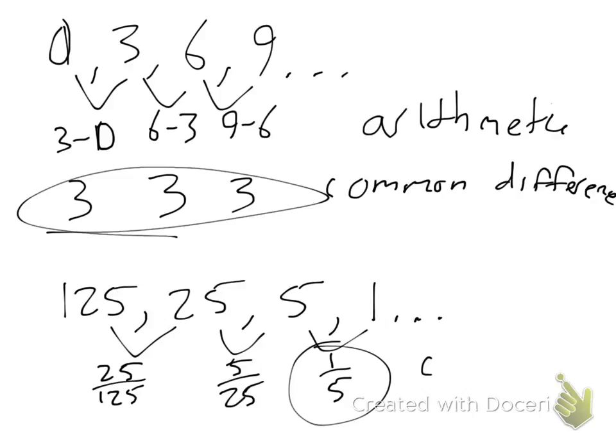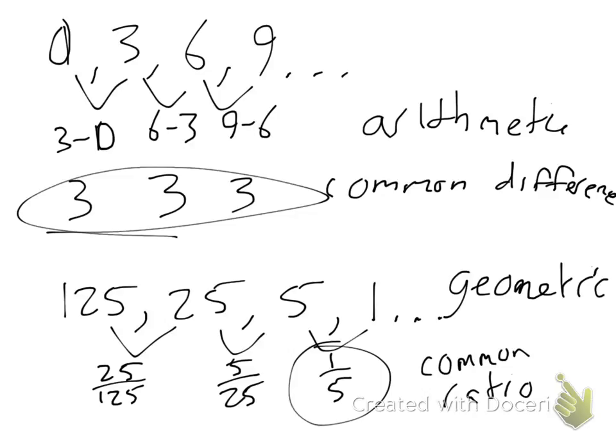So therefore, this is a common ratio. And this would be a geometric sequence. So the first part of your homework is just determining, is it geometric or is it arithmetic? Are you adding or subtracting or multiplying or dividing? That's the question.